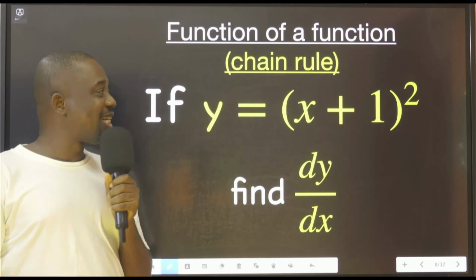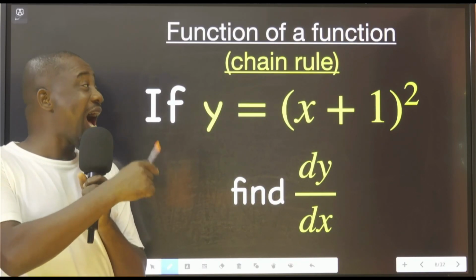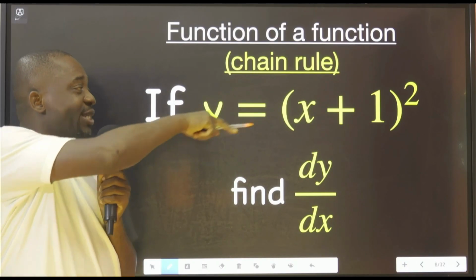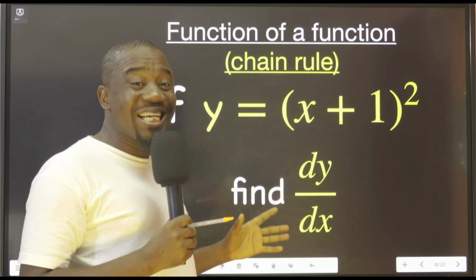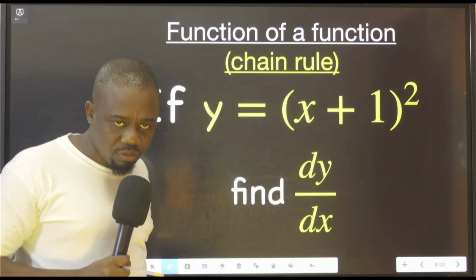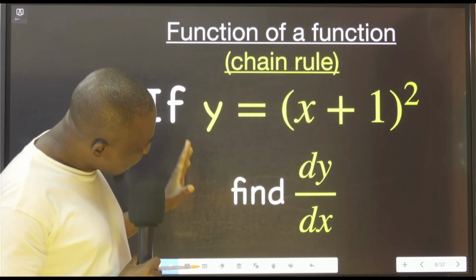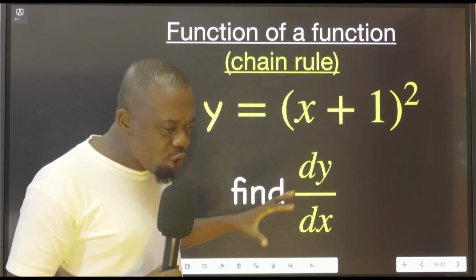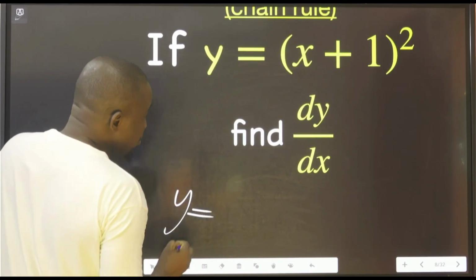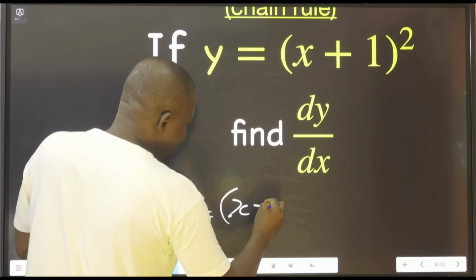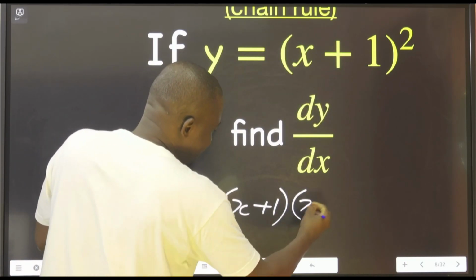Let's look at this. As you can see in this place, we are asked to find dy/dx of this function, that is this equation. We are going to apply chain rule, function of a function. What is that? If you don't want to use chain rule, what you will do here, you will simply come here to say y is equal to this plus this in two places.